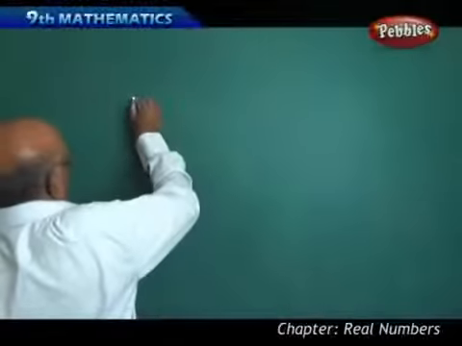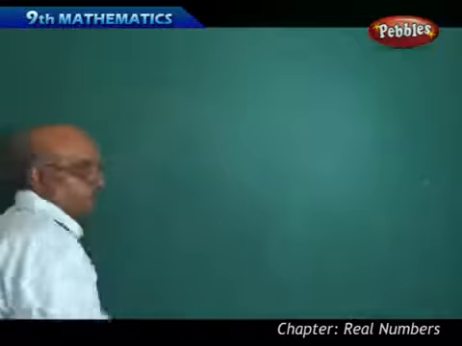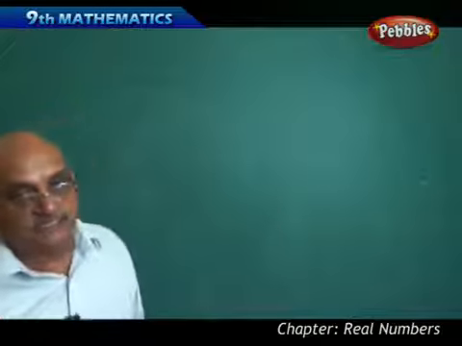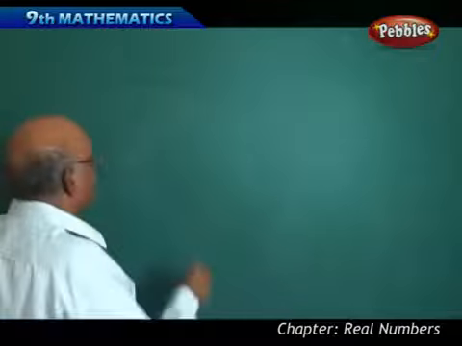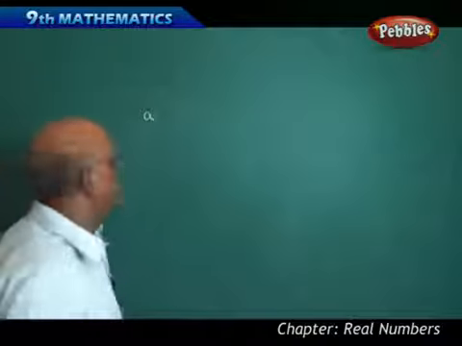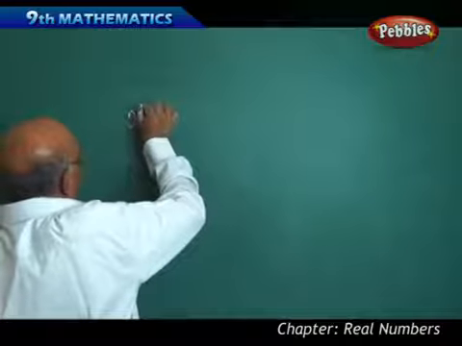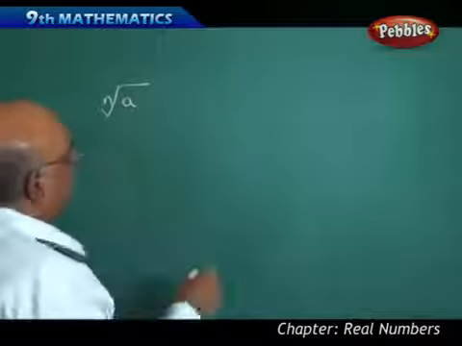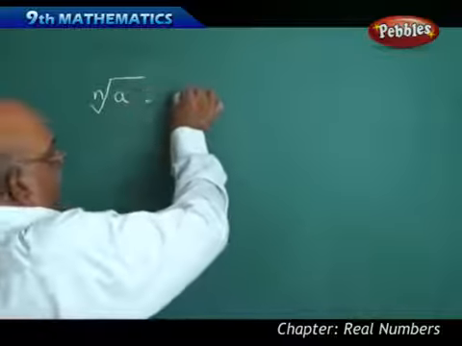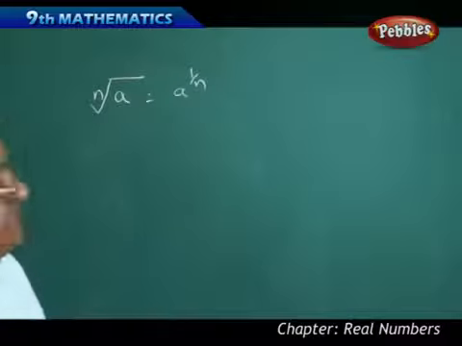Suppose there is one simple concept that has been developed based on the irrational number system, that is called surds. A is a non-negative integer, n is any rational number. Then a to the power of 1 by n is called an nth order surd.